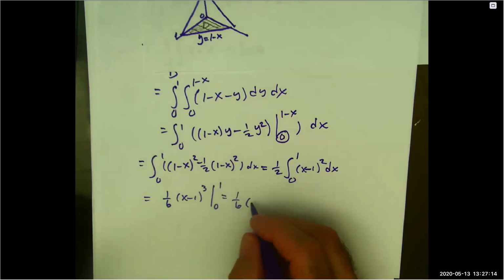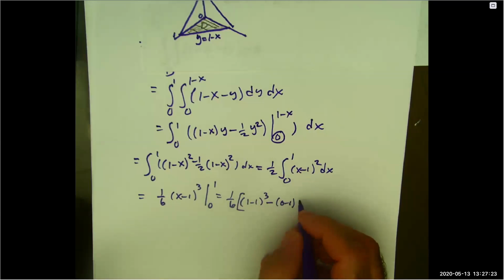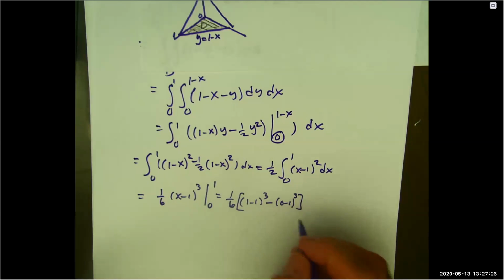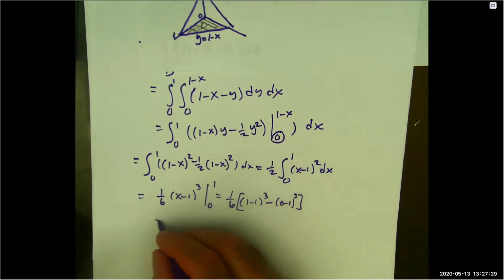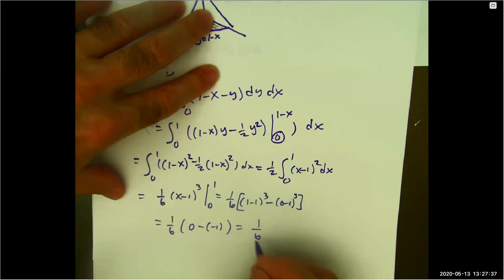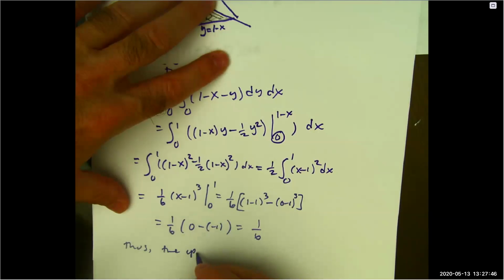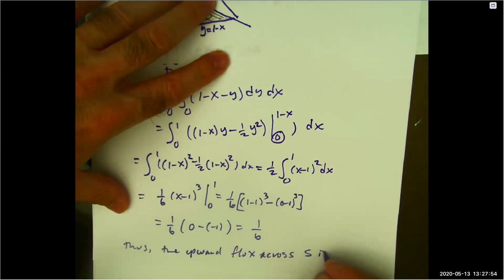Sometimes it's like that. So we're going to have a 1 minus 1 cubed, and then minus a 0 minus 1 cubed. And so we just end up with 1/6 and 0 minus a minus 1. And so we get 1/6. And so the upward flux across S is 1/6.